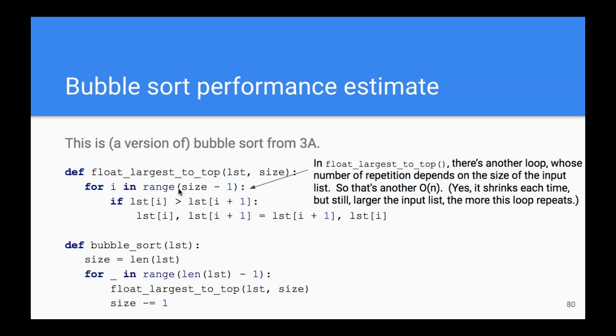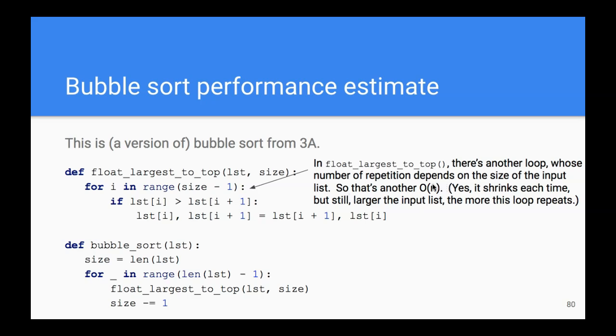Now, inside float largest to the top, there is another loop. The number of times that we're going to repeat depends on the size, which is passed in from the bubble sort, and we start at just the size of the list. So because there's a loop that repeats n number of times, you should see that as kind of an O of n again.